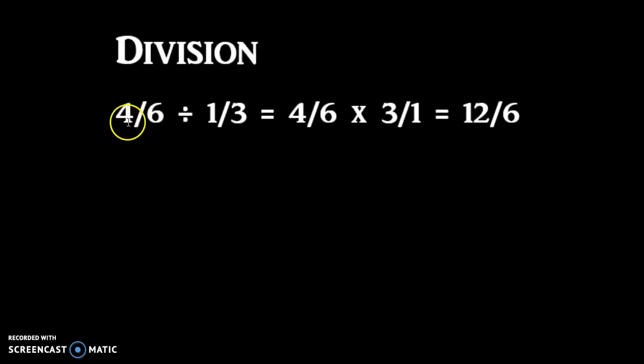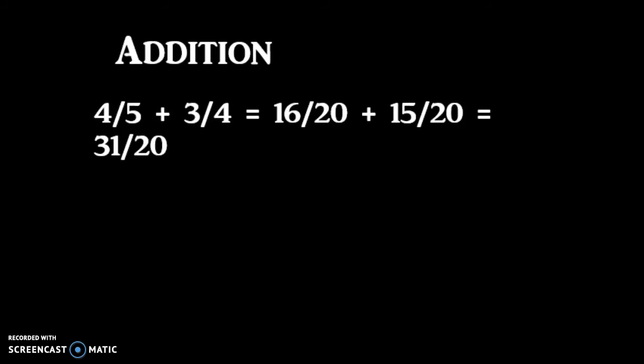We're going to move on to division. So 4/6 divided by 1/3. Since division is the opposite of multiplication, you do 4/6 times 3/1 instead of 1/3. You just swap the two numbers around. So the question would be 4/6 times 3/1, which is 12/6.